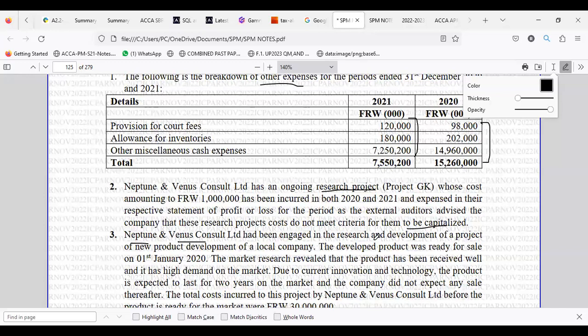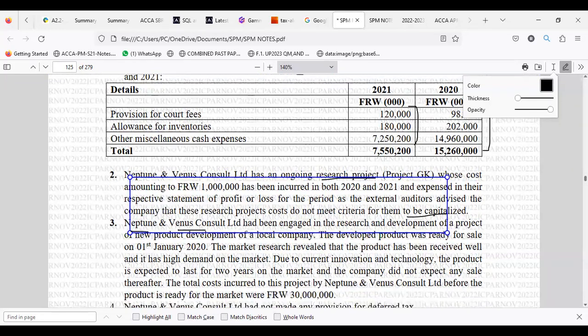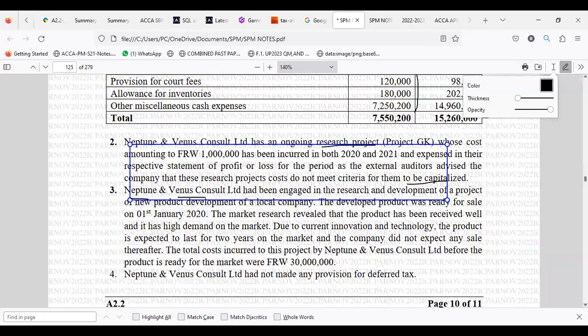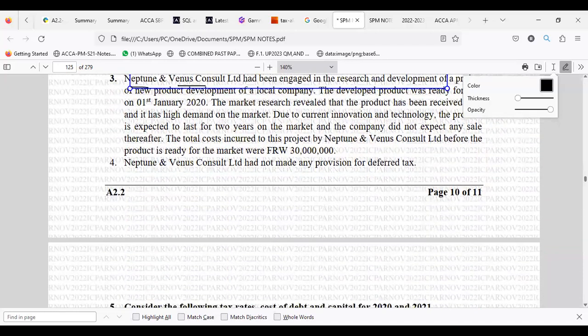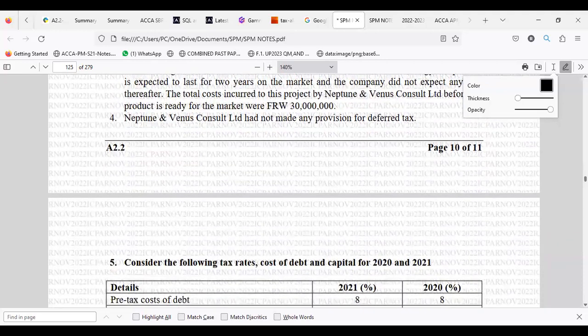The developed product was ready for sale on 1st of January 2020. The market research revealed that the product has been received well and has high demand on the market. Due to current innovation and technology, the product is expected to last for 2 years on the market, and the company did not expect any sale thereafter. The total cost incurred on this project by Neptune and Venus Consult Limited before the product was ready for the market was 30 million francs, as you may see there. Neptune and Venus Consult Limited have not made any provisions for deferred taxes.